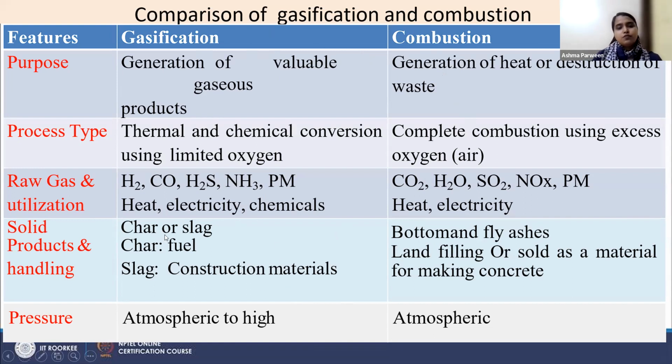So in gasification, we get char or slag. Char is the fuel, or slag can be used as construction material, or the metals can be extracted from this slag. But in combustion, the final product is a very high temperature flue gas, and the other is the ash, which needs to be landfilled to prevent it from resuspending in the atmosphere. So combustion is done at atmospheric pressure, while gasification can be done at both atmospheric or high pressure.